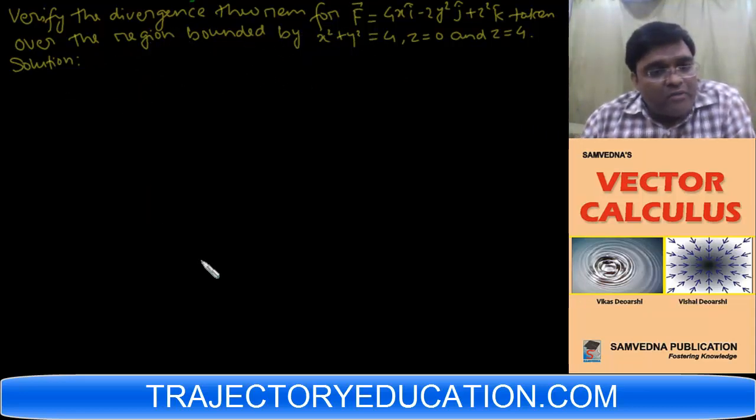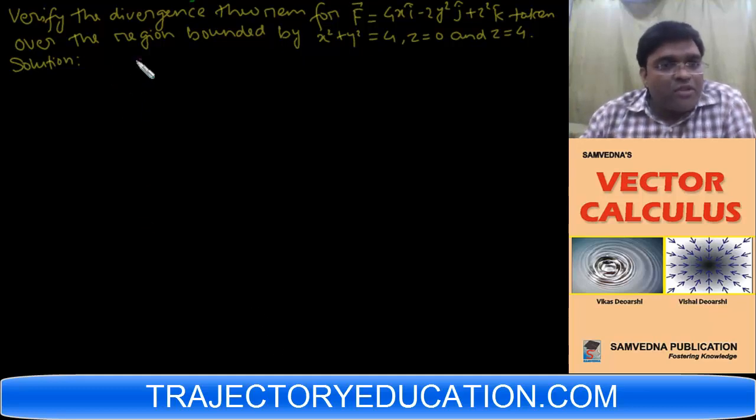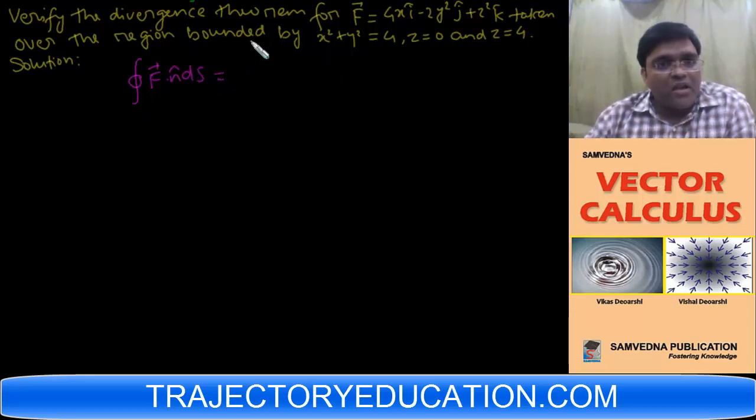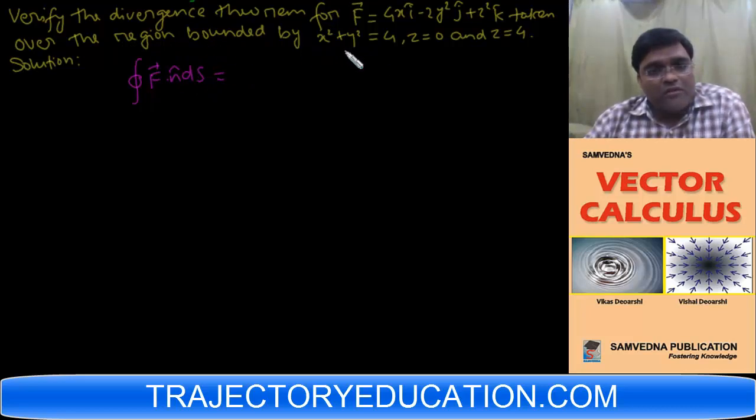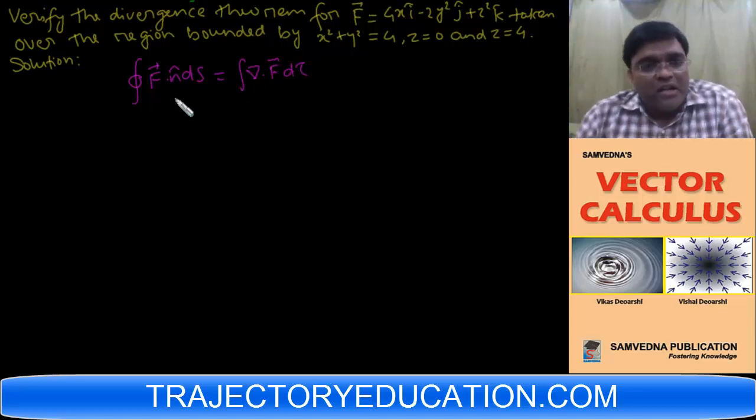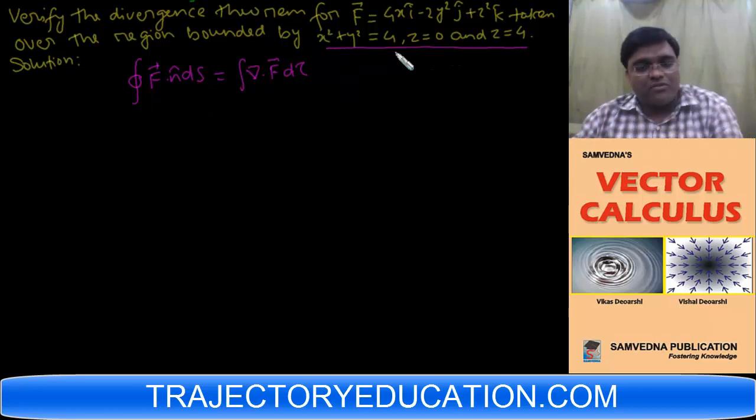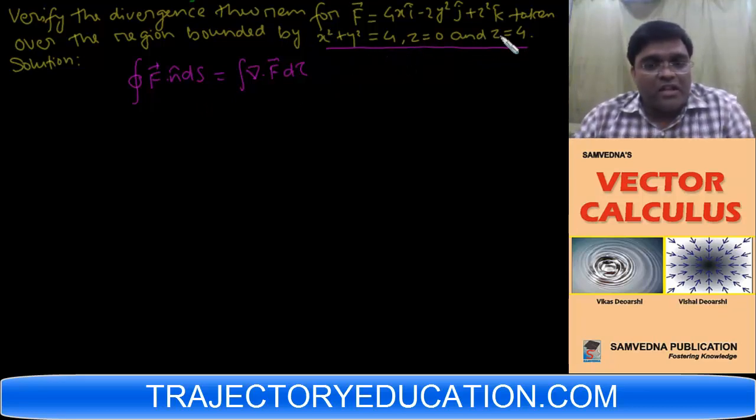We have to prove over here that for this function, the surface integral of f dot n ds over this closed surface, consisting of the cylinder and these two bases, is equal to the volume integral of its divergence. First, let us draw this surface. This is the cylinder and these are two bases.